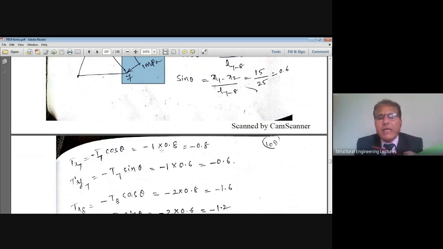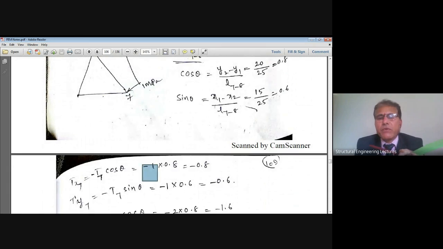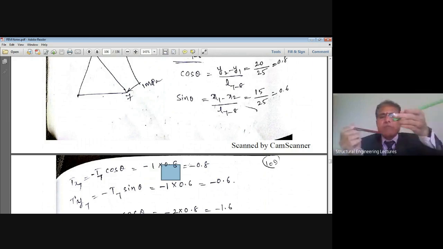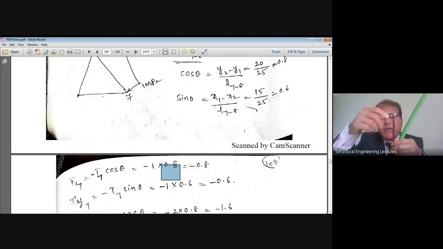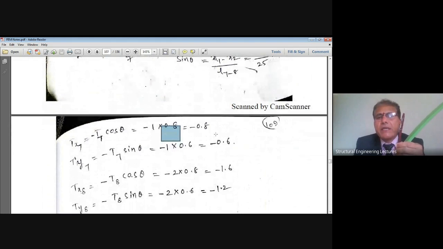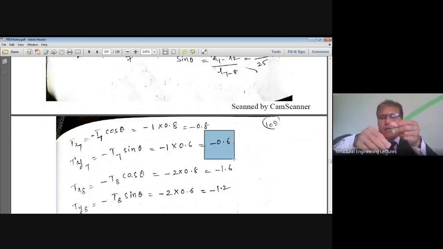But already at node 7, 1 MPa is acting. Therefore, minus 1 multiplied by cos theta, which is 0.8. Therefore, the intensity of the pressure in the x direction is minus 0.8 MPa. Similarly, Ty7 is minus T7 multiplied by sin theta, which gives minus 0.6 MPa, acting in the downward direction.